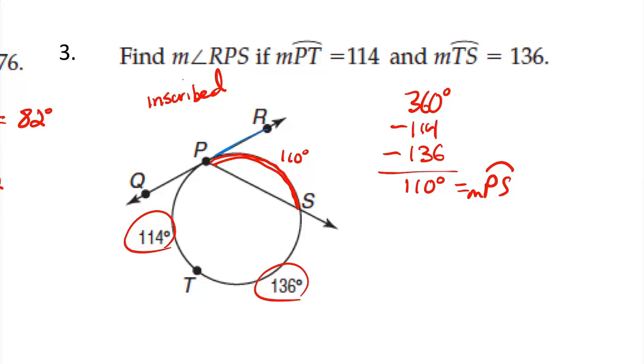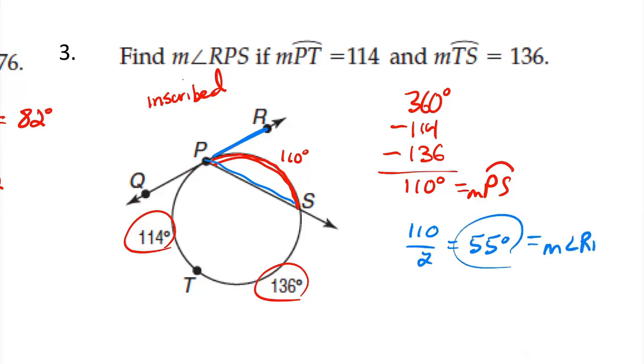So the angle that we're looking for, RPS, would be half of that. So 110 divided by 2, and that would be 55 degrees. Measure angle RPS.